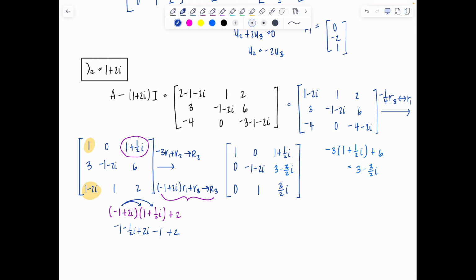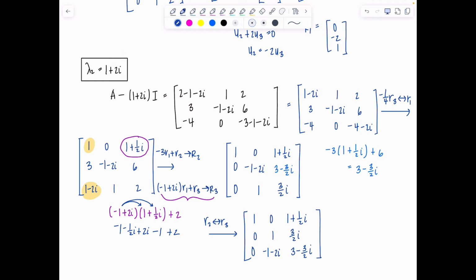Okay. So we need to make this a 1. What looks like the least painful way to achieve that? Yes, just interchange 2 rows. Okay, so let's go ahead. Row 2 and row 3, little switcheroo. So we've got, this one's actually ugly. 0, 1, 3 halves i, 0, negative 1 minus 2i, 3 minus 3 halves i.